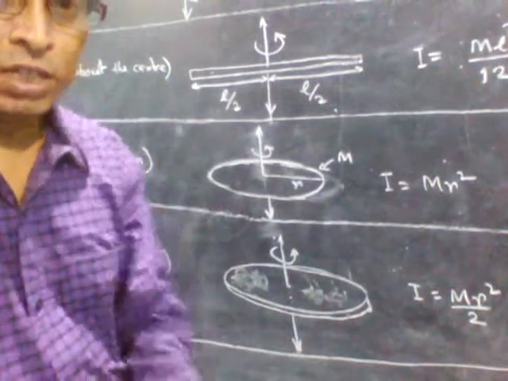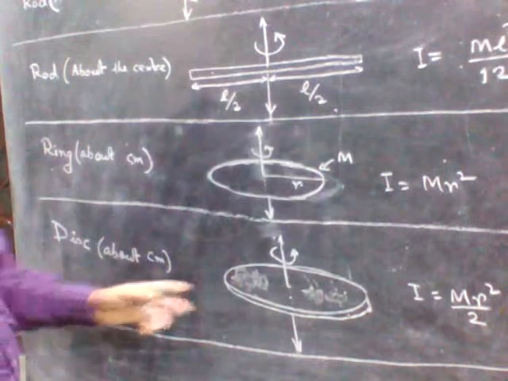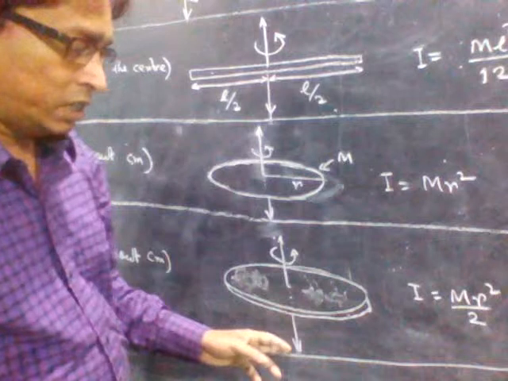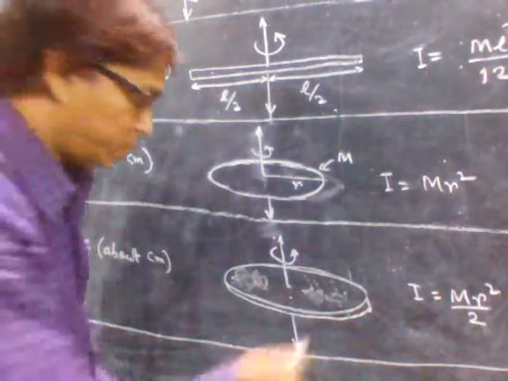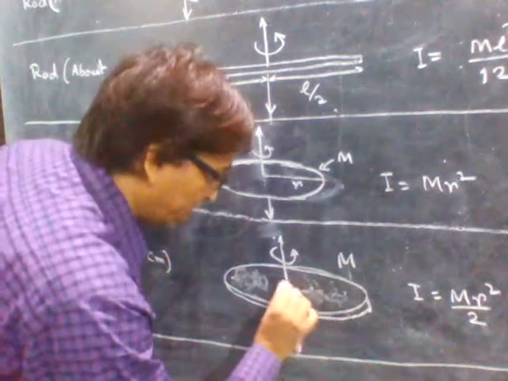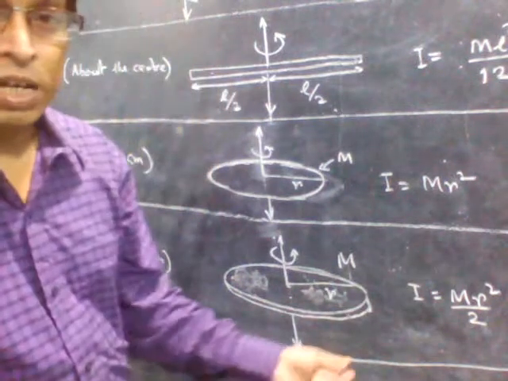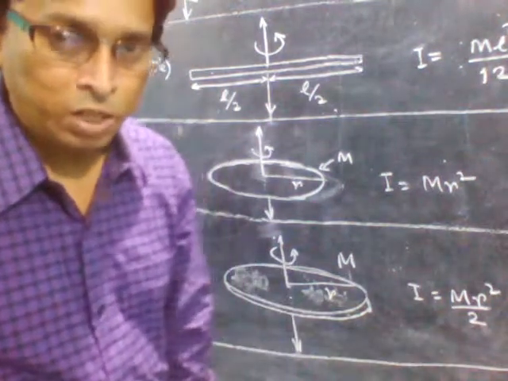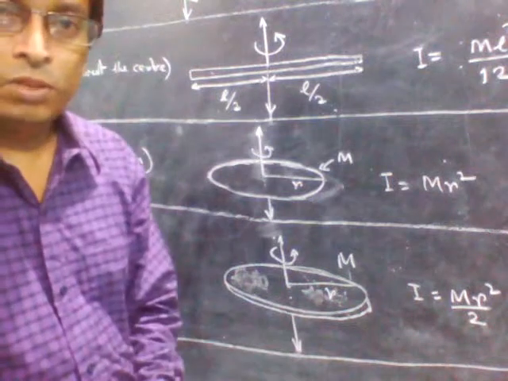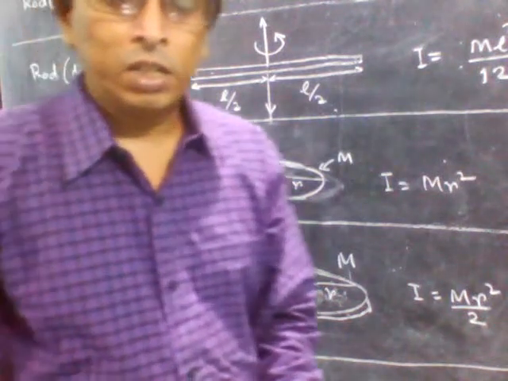And for a disc, as we have just calculated, if the axis is passing through its center and its mass is m and its radius is r, then its moment of inertia I is equal to mr square by 2. So these things you have to remember and memorize.